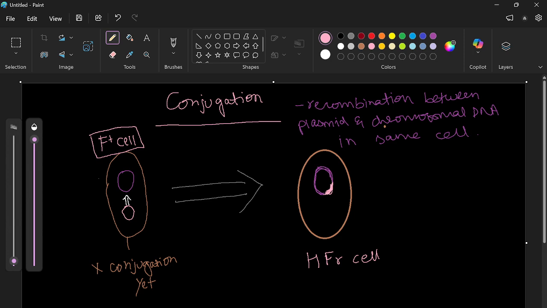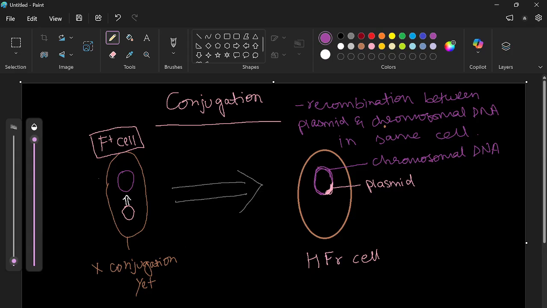Just keep in mind that an F plus cell has separate chromosomal DNA and a separate plasmid, but the HFR cell has the recombined chromosomal DNA and the plasmid. Okay, so this is the plasmid, while this is the chromosomal DNA. As you will know, bacterial cells have a single circular chromosome and DNA as well, so that's why these are in a circular form. So this has become an HFR cell.